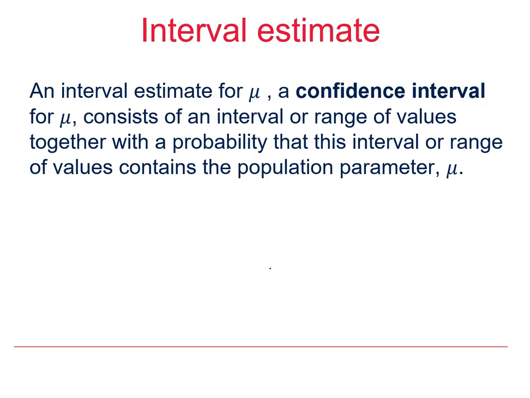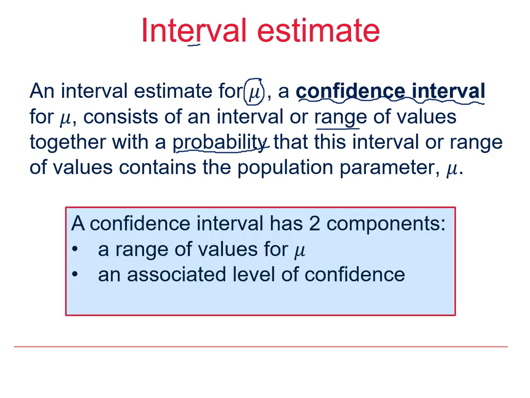So this video is going to be looking at an interval estimate rather than a point estimate, and this is what we call a confidence interval. We're going to be looking at it for mu, the population mean. A confidence interval gives us a range of values together with a probability that that interval contains the actual value for the population mean mu.